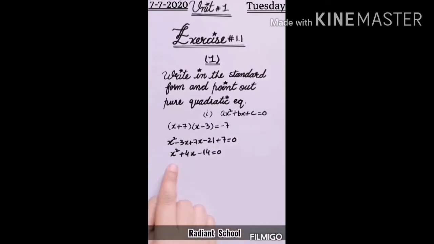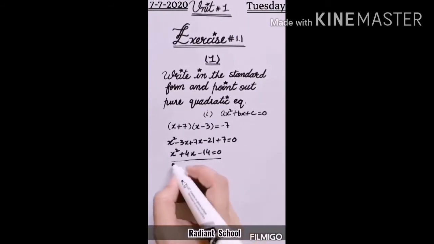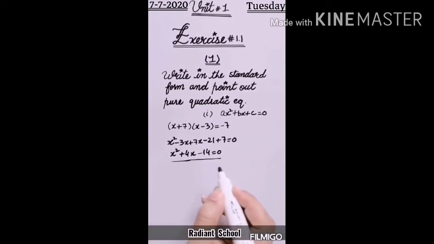Means first of all I have written the x square term, and then there is the x term, and then there is the constant, and all the terms are present, so this is said to be the standard form of a quadratic equation. It is not a pure form because the x term is present here.